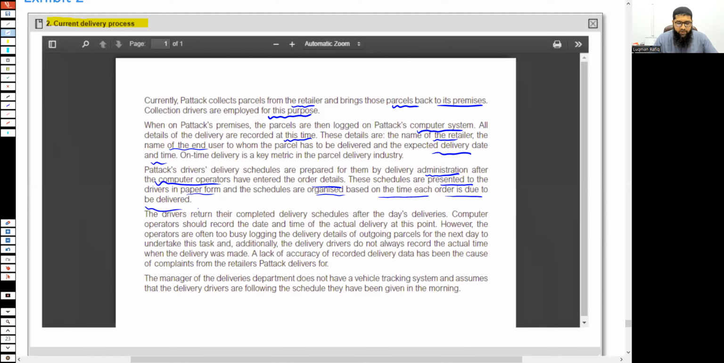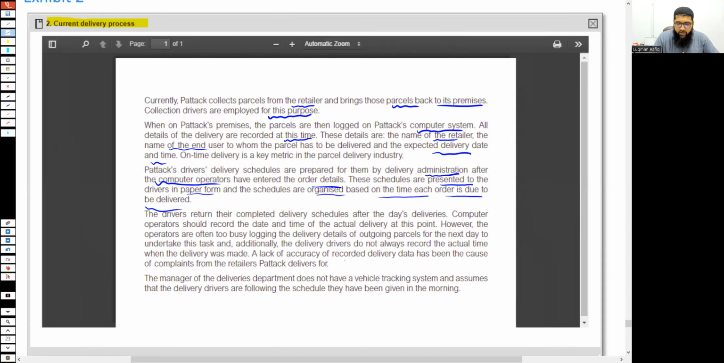The drivers return their completed delivery schedules after the day's deliveries. Computer operators should record the date and time of the actual delivery at this point. However, the operators are often too busy logging the delivery details for the next day's parcels to undertake this task. And additionally, delivery drivers do not always record the actual time when delivery was made. So your industry has a KPI, which is that there has to be on-time delivery. And unfortunately, you don't have systems in place to know when the delivery is taking place. The drivers are at times noting it down, at times they're not. So there is technically no system in place.